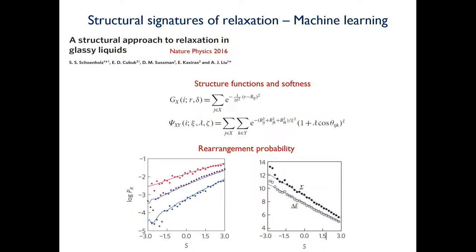So this was a very nice structural measure using which they could characterize this rearrangement probability very nicely. And once again, what you see here is the delta E, the energy that you need to surmount to see a rearrangement, as a function of the softness. As the softness increased, the energy barrier that you need to surmount to see a rearrangement was going down. So this was a very nice result.